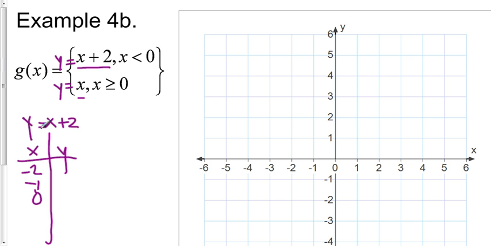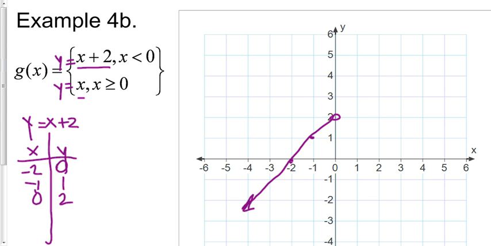Okay, so if I plug in -2 into this function, -2 plus 2 is 0, -1 plus 2 is 1, and 0 plus 2 is 2. So I'll put these points on there. -2, 0, -1, 1, and 0, 2, but I'm remembering that this x value has an open dot on it. Okay, and so I've got this line going down forever and ever and ever, so I'll put an arrow at the end of it. Okay, that's the first part of the graph, first piece.